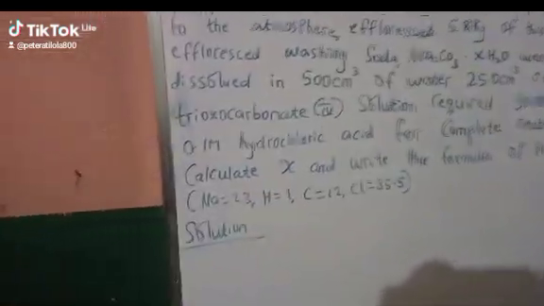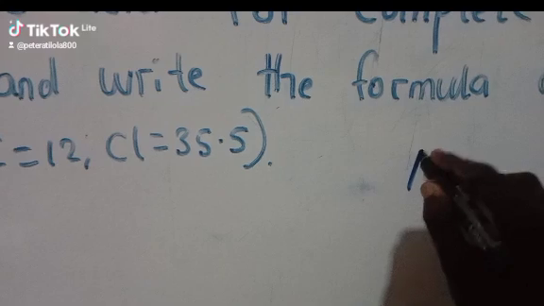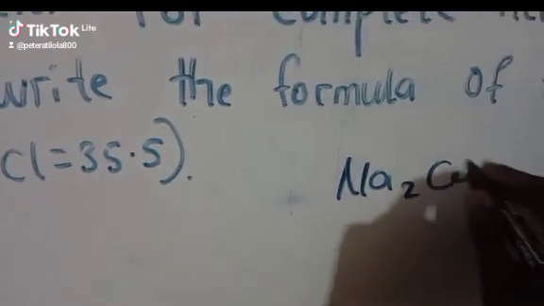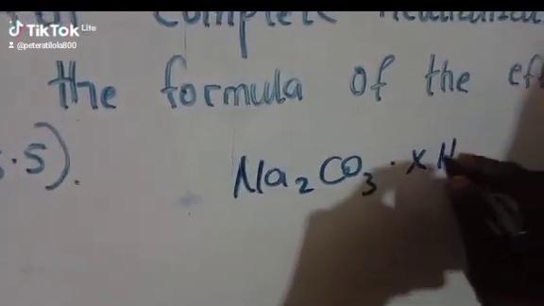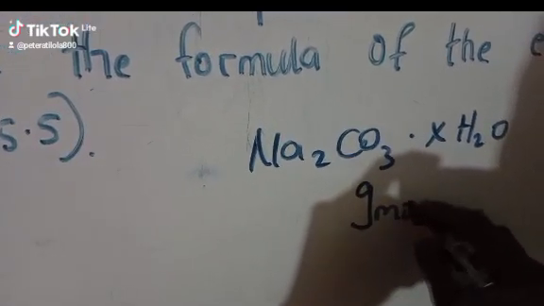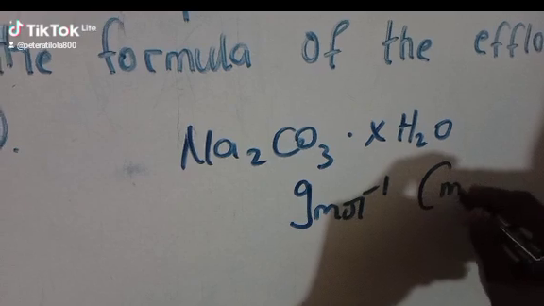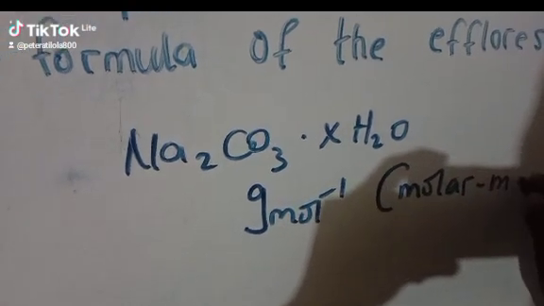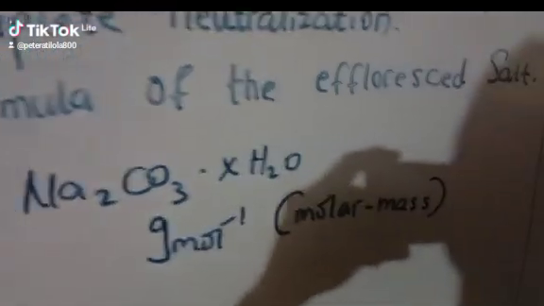Now what is this? You have Na2CO3.XH2O. How can you get this S? This is from the gram per mole, that is the molar mass. From the molar mass. Now look at the other factor given.